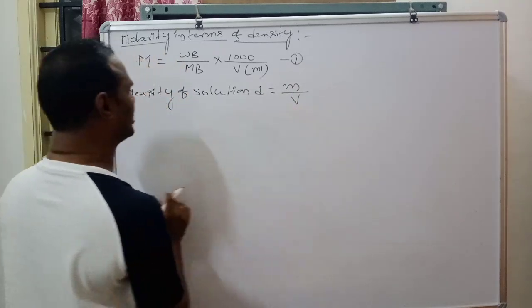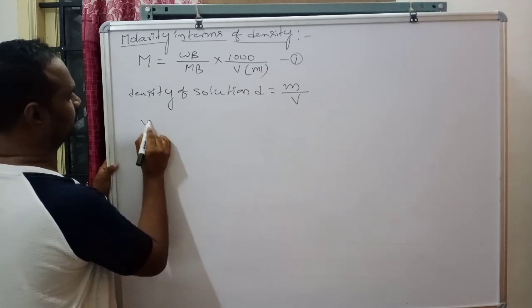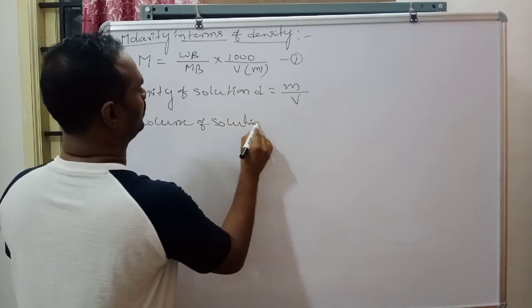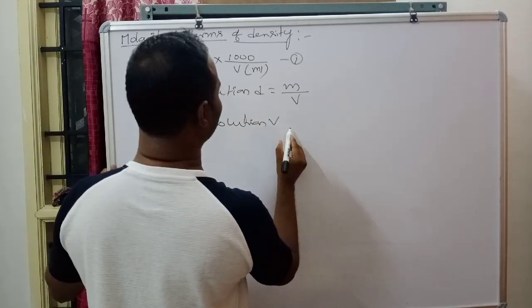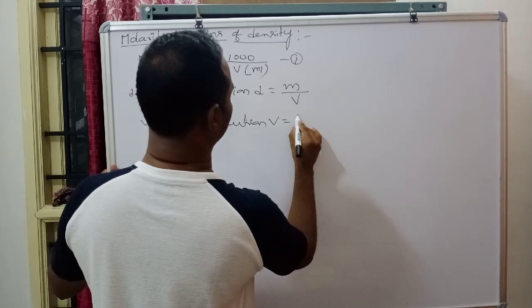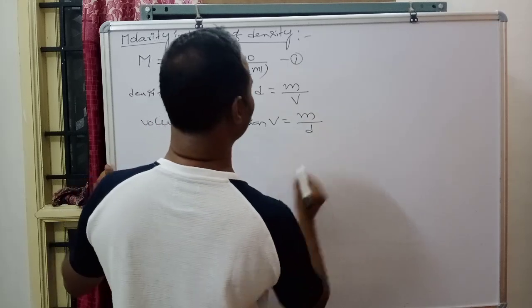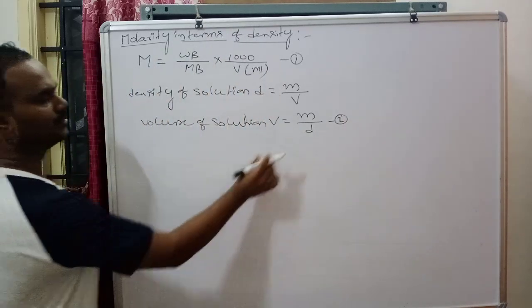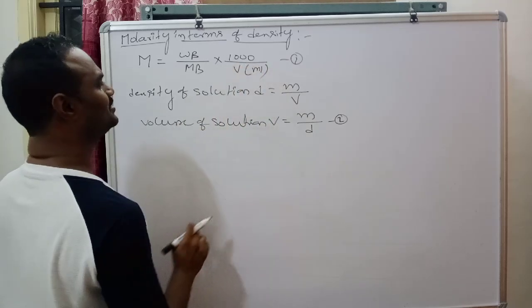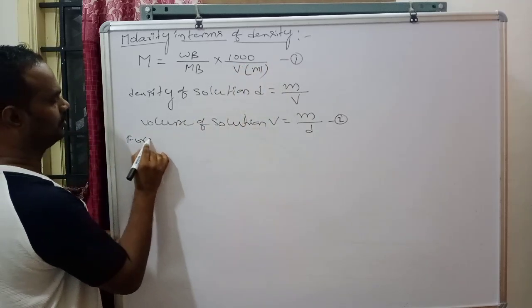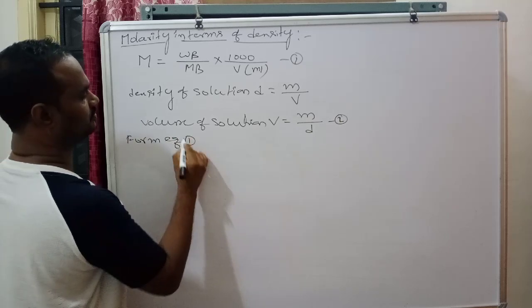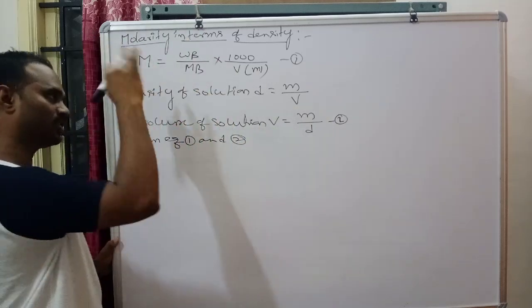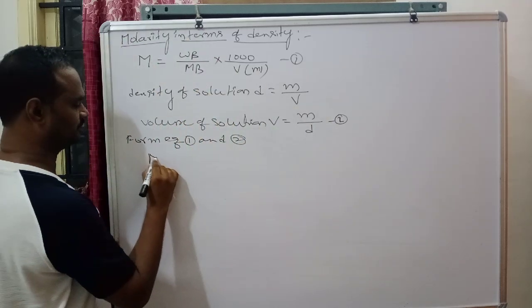From this we have to separate volume of solution. Volume of solution, V, is equal to mass by density. This is considered as equation 2. Now substitute this in equation 1. From equation 1 and 2, substitute equation 2 in 1, then what are we getting?